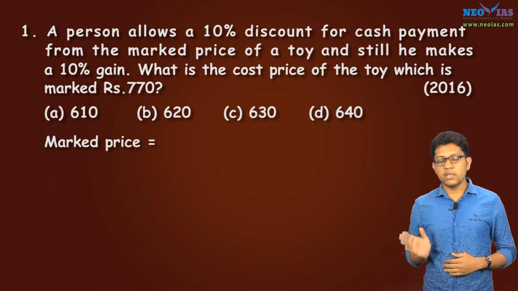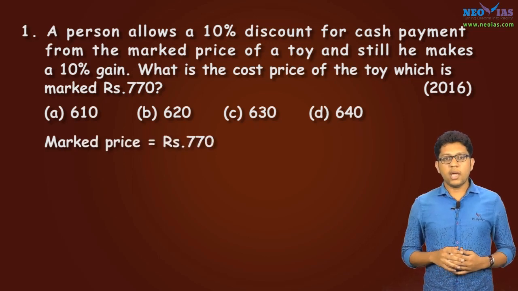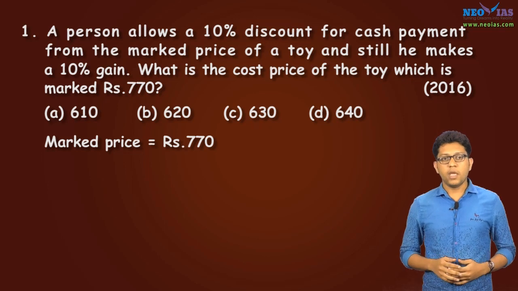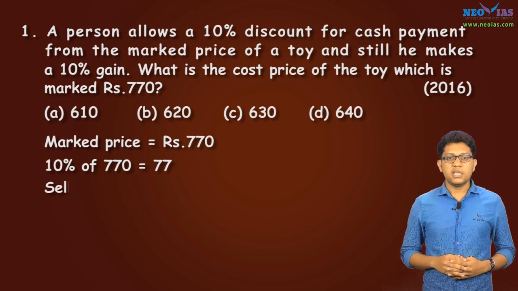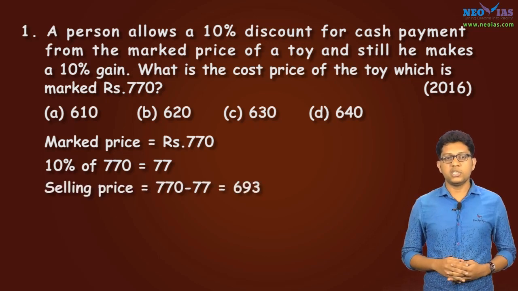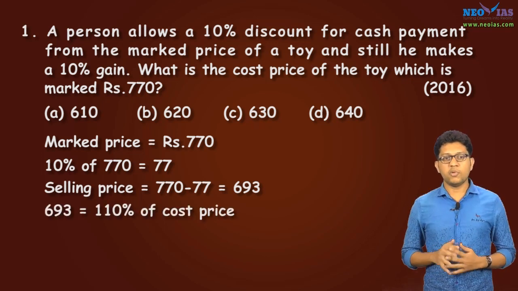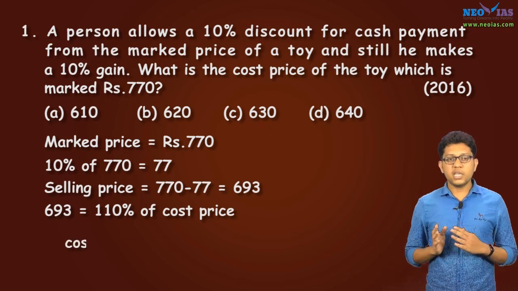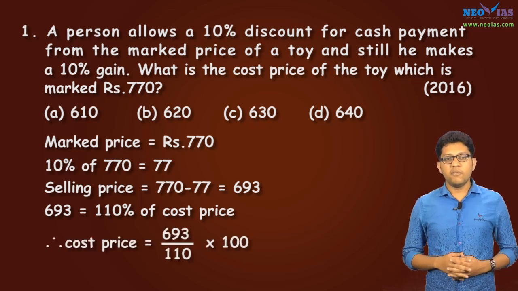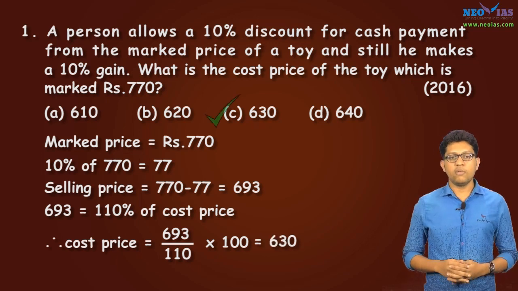Here the mark price of the toy is given as 770 and he sold the toy at 10% reduced price from the mark price. Now 10% of 770 being 77, we can easily find out the selling price as 770 minus 77 is equal to 693. Now 693, the selling price, is 110% of the cost price of the toy according to the data given in the question. Therefore, we can find out 100%, that is the cost price of the product, as 693 divided by 110 into 100, which is equal to 630, and that will be the cost price of the toy. So your answer will be C option from the given options.